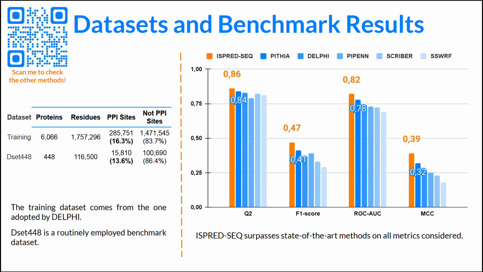Nonetheless, thanks to the adoption of protein language models, ISPRED-SEQ greatly surpasses the performances of all other methods included in the comparison. Most notably, when focusing on Matthew's correlation coefficient values, we obtain a 7 percentage points increase over the second best performing tool. Moreover, the adoption of protein language models in place of canonical representations based on multiple sequence alignments makes ISPRED-SEQ extremely fast.